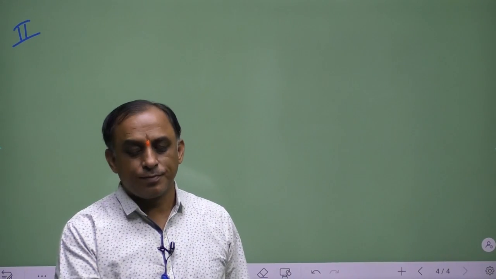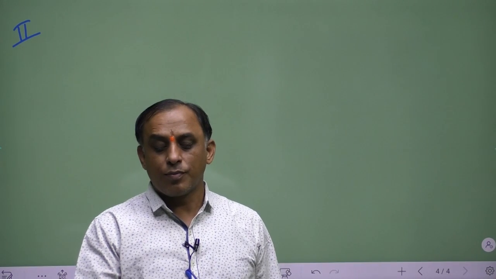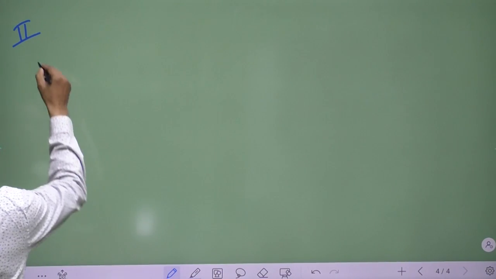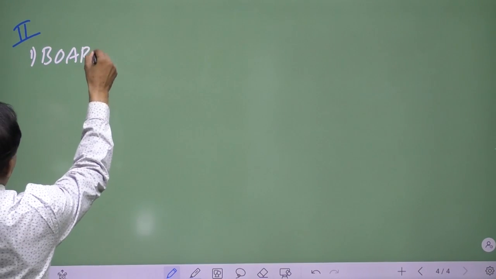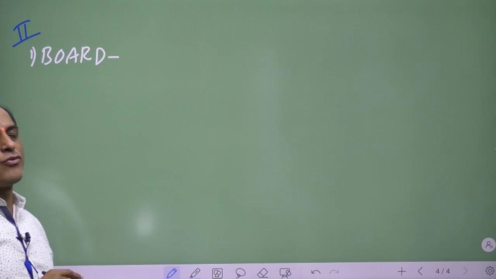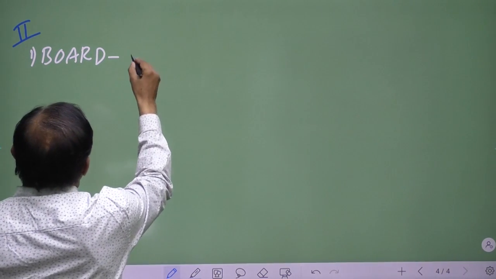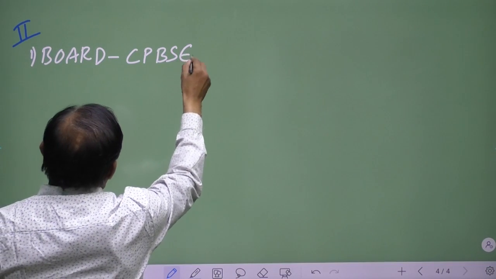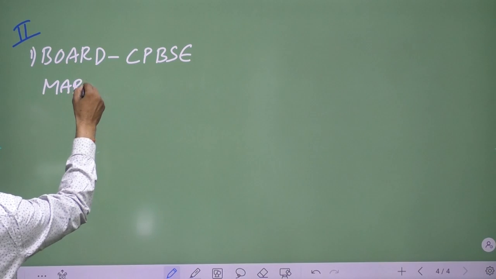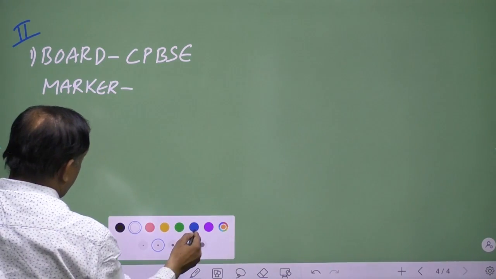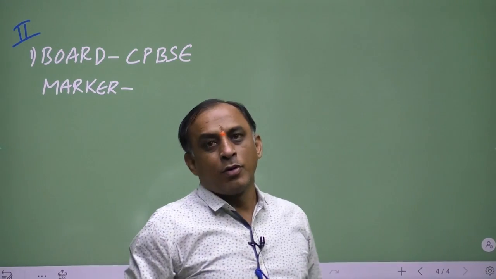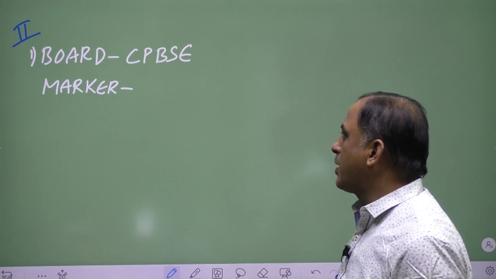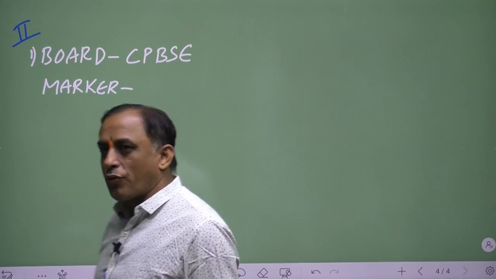In a code language, if board, B-O-A-R-D, is coded as C-P-B-S-E, then how will you code marker in the same code language?